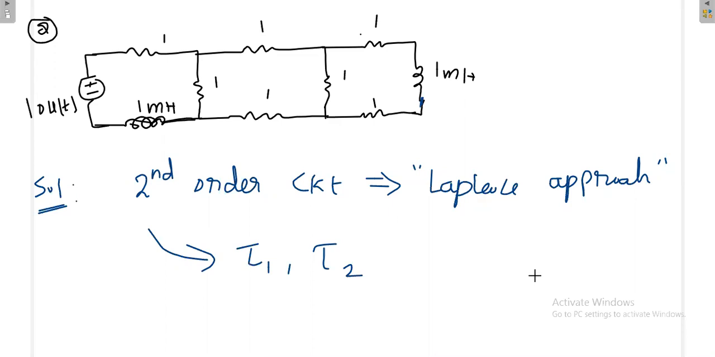Two time constants means very simply, your response consists of one e power response and also another e power response, a combination of two e power terms. That is the meaning of the second order circuit.